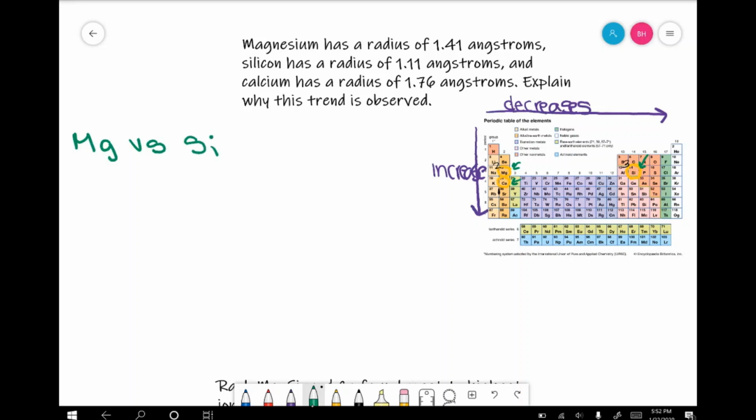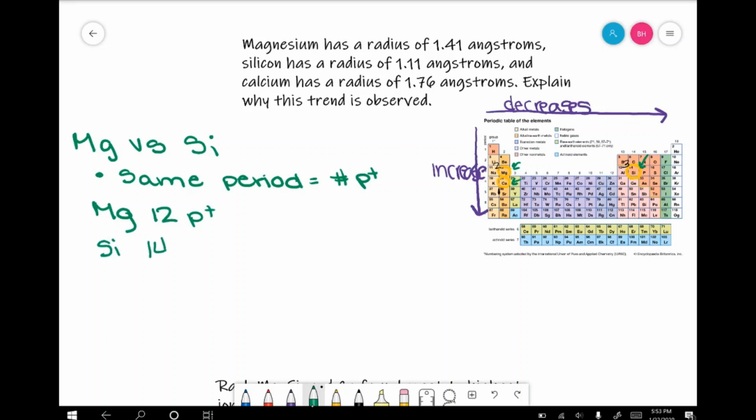If you look at these, what you see is that they are in the same period. And if you have them in the same period, what you really want to focus on is the number of protons that each element has. So when we look at this, magnesium actually has 12 protons, while silicon has 14 protons. What does this mean as far as atomic radius?